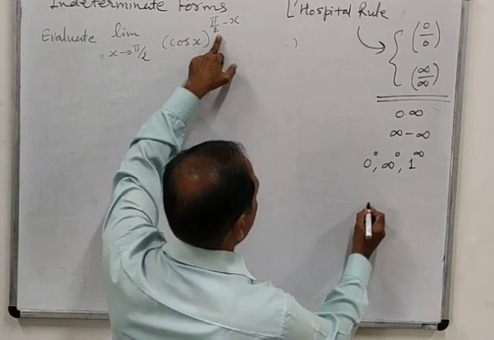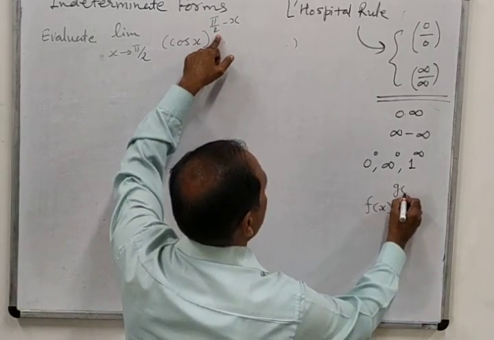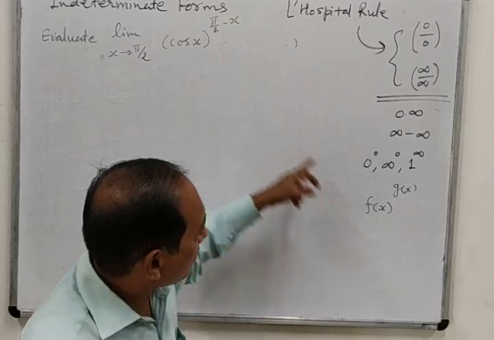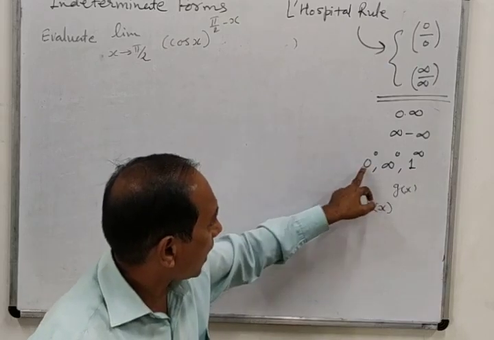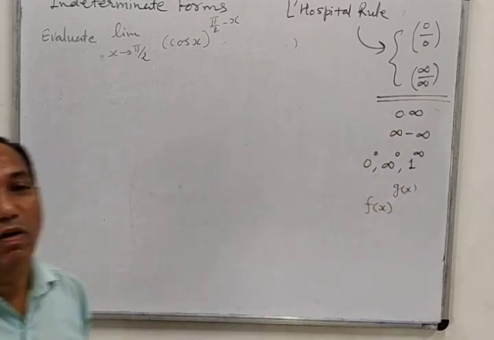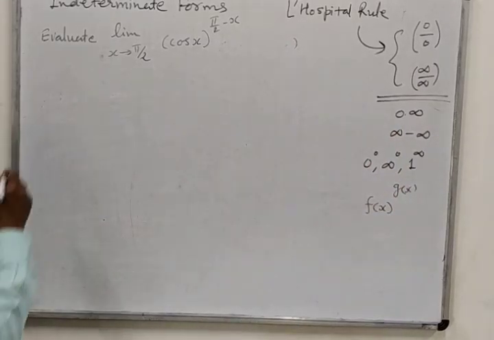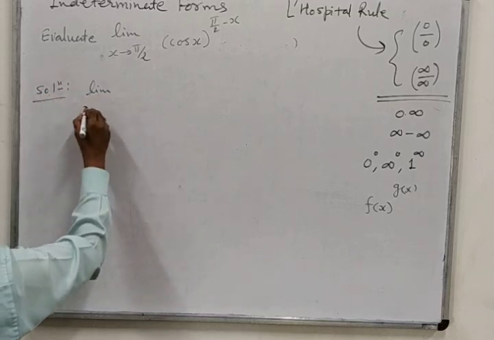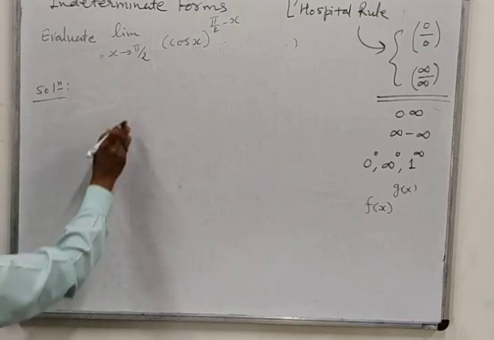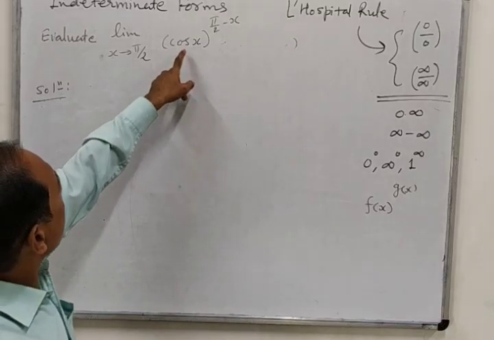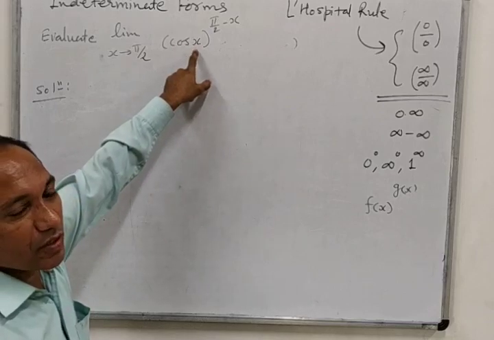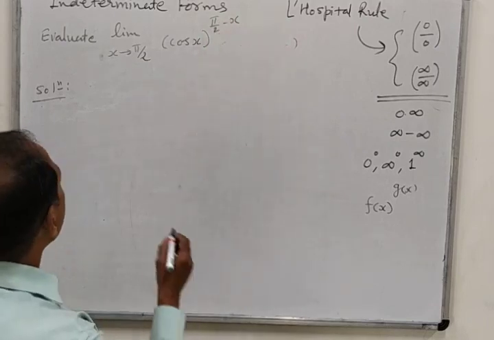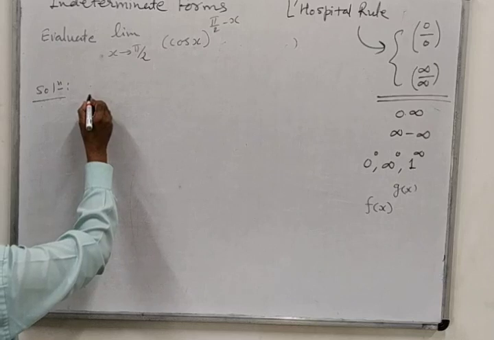This is in the form f of x raised to g of x. So this limit may be one of these three forms: either 0 raised to 0, infinity raised to 0, or 1 raised to infinity. In the solution process, we can check directly. Here it is in the form cos pi by 2, and cos pi by 2 is 0. And here pi by 2 minus pi by 2 is 0. So it is in the form of 0 raised to 0.